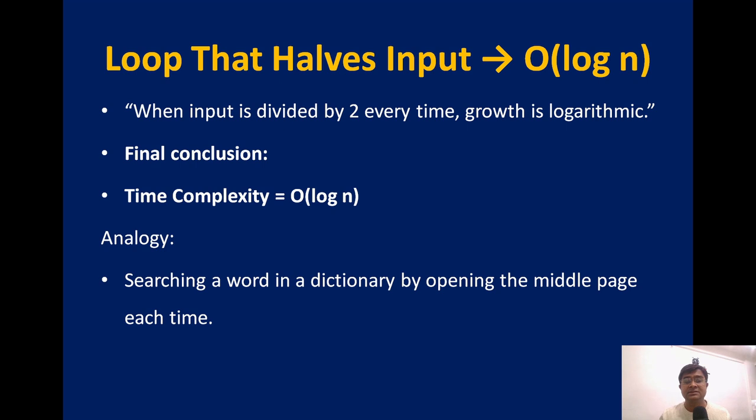An analogy for this is searching for a word in a dictionary by opening the middle page each time, right? Every time you search for a word in a dictionary, you open the middle page, so you are dividing the input by 2 each time. So it's getting lesser and lesser. For this kind of scenario, you have a time complexity of big O of log n.